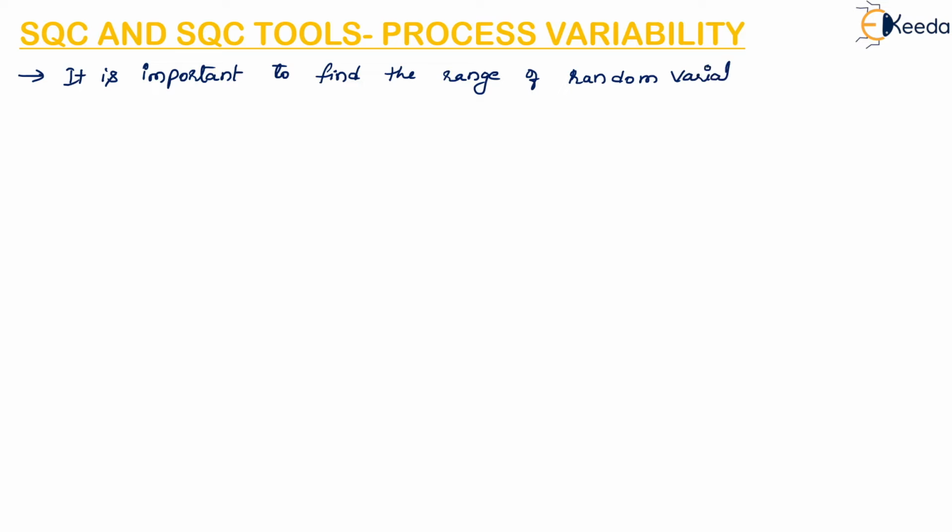To control the quality, it is very important to find out the range of natural random variation in the process. So we have known the common or random causes of variation, and we have to know the range of them, how much they are varying.